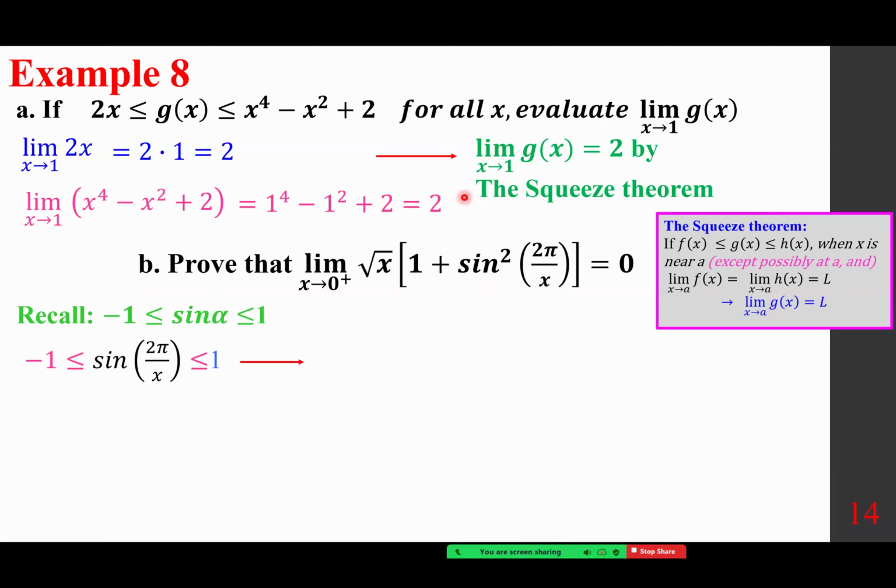We want to bring this up. Remember what we are going to do. So we need to square this. If I want to square this, I get sine squared. If I square this, I get 1.